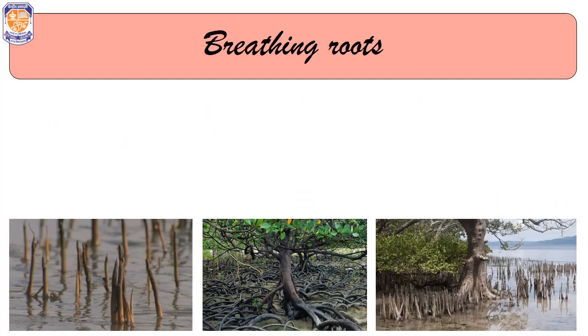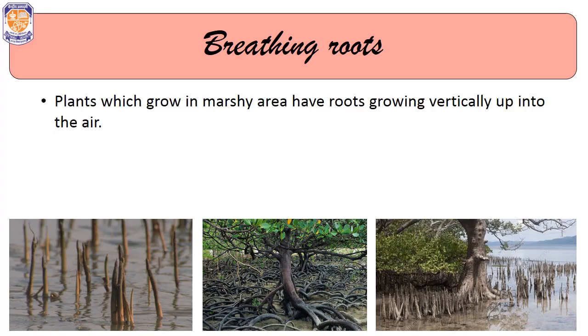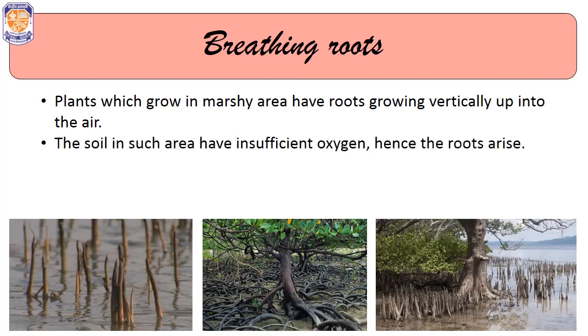The last modification of root in a plant is breathing root. Plants which grow in marshy areas, which are waterlogged most of the time, filled with water, have roots growing vertically up into the air. They have their roots growing underground only, but these roots rise vertically upwards. They come out of the water in the form of conical spikes, as it is visible in the pictures.